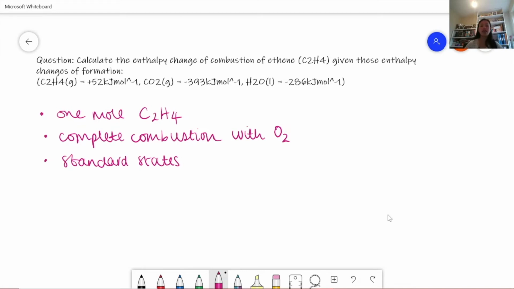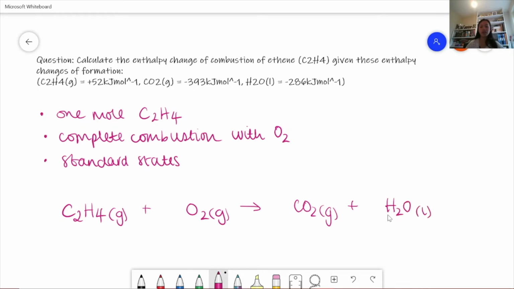So what is the equation for the enthalpy change of combustion of ethene? So we start off with ethene, and we completely combust it with oxygen. So this is a gas, so we combust it with oxygen, which is also a gas in its standard state. And this should form carbon dioxide and water, because we've gone through complete combustion. And now we just need to balance the equation.